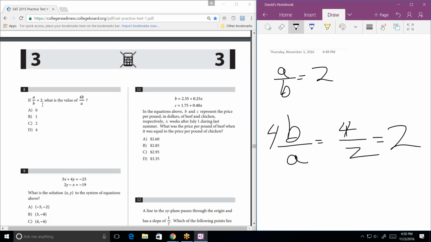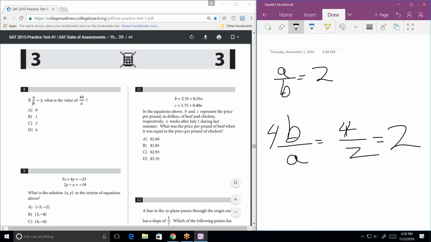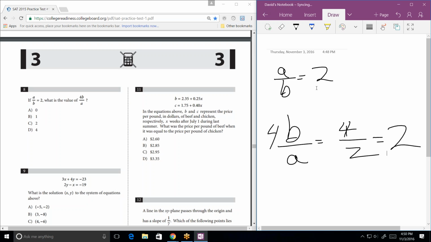There will be problems where you will not be able to solve for an individual variable. In fact, this is one of them. You weren't actually able to solve for A except in terms of B. So a little trick like this is worth knowing: if you know A over B is 2, you also know that B over A is 1 over 2.